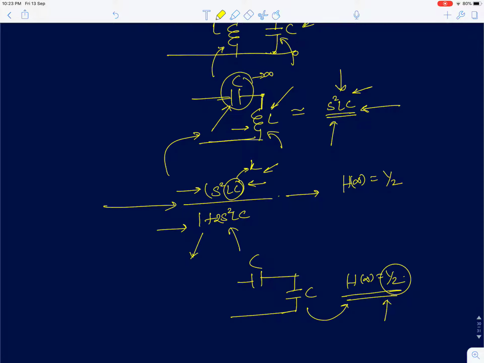We saw both RL circuits and RC circuits, which have the first order high pass transfer characteristic, behave like a first order differentiator at low frequencies. Whereas a lossless second order LC circuit, if it has a high pass characteristic, will behave like a second order differentiator given by this.